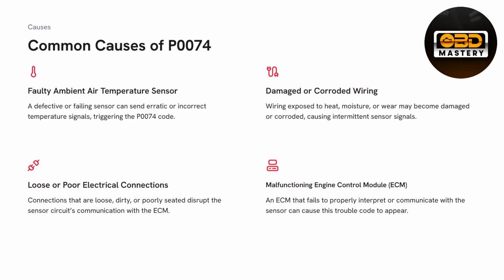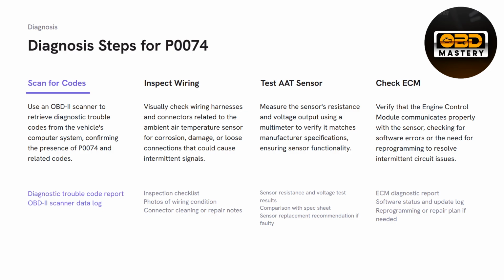Diagnosis steps for P0074. Diagnosis: scan for codes. Inspect wiring. Test AAT sensor. Check ECM. Use an OBD2 scanner to retrieve diagnostic trouble codes from the vehicle's computer system, confirming the presence of P0074 and related codes. Visually check wiring harnesses and connectors related to the ambient air temperature sensor for corrosion, damage, or loose connections that could cause intermittent signals.